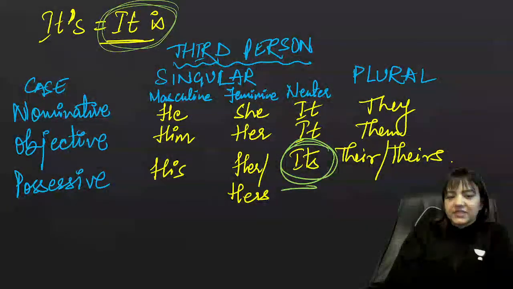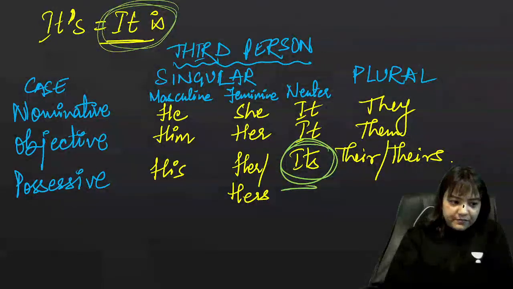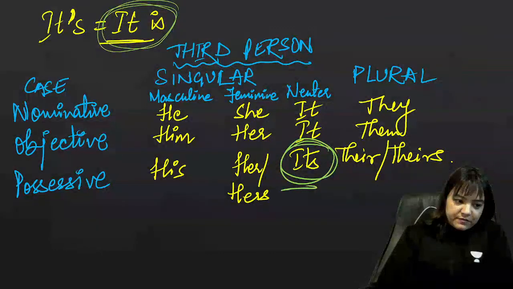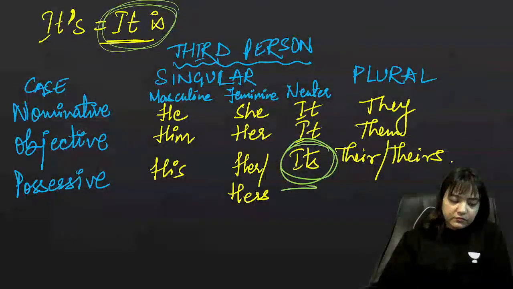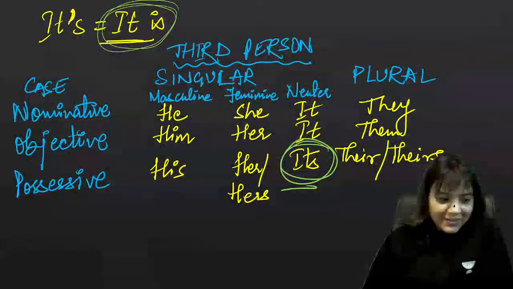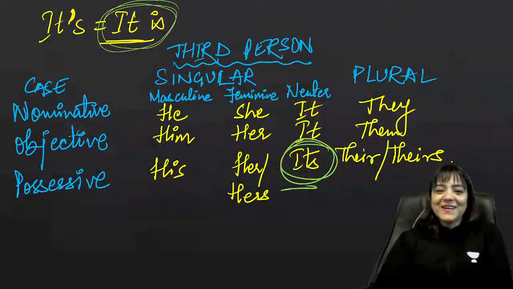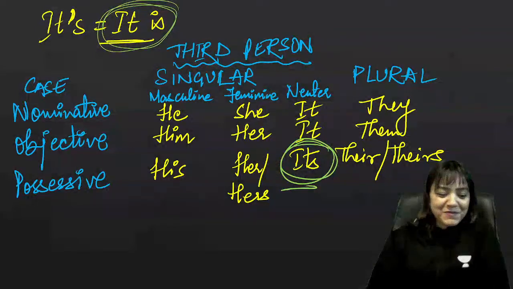Again, Sunil, it is my book. You will read it as it is my book. It's is the contraction of it is. It's not possession. My is showing the possession. She said its name is Baby. Yes, Shweta, absolutely correct.